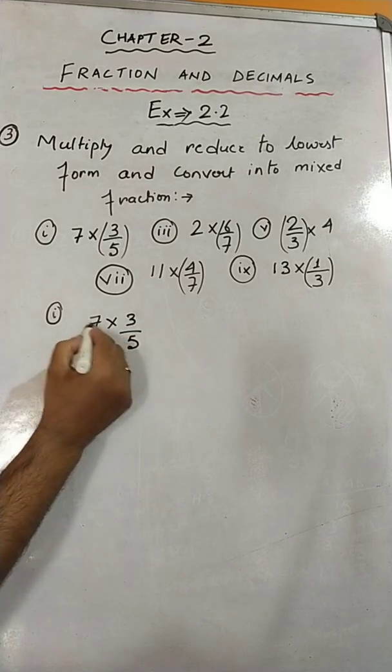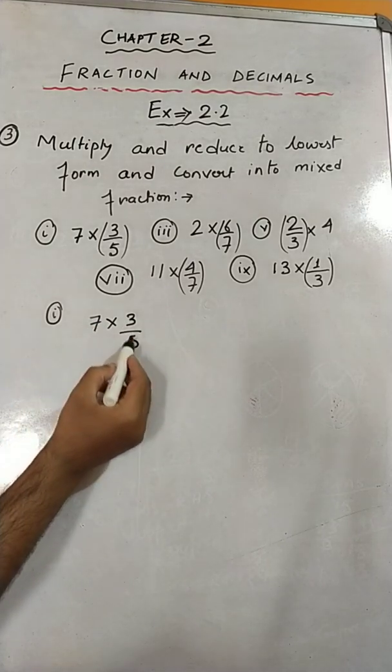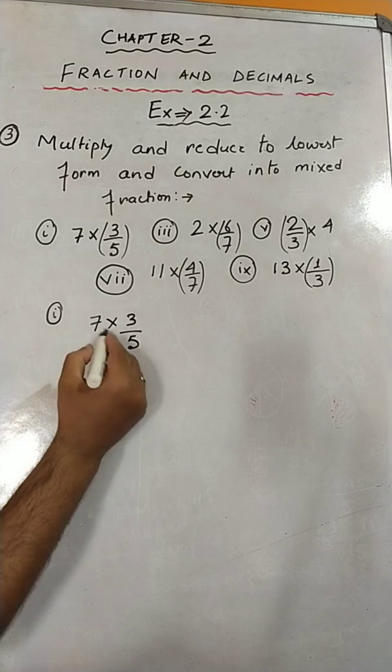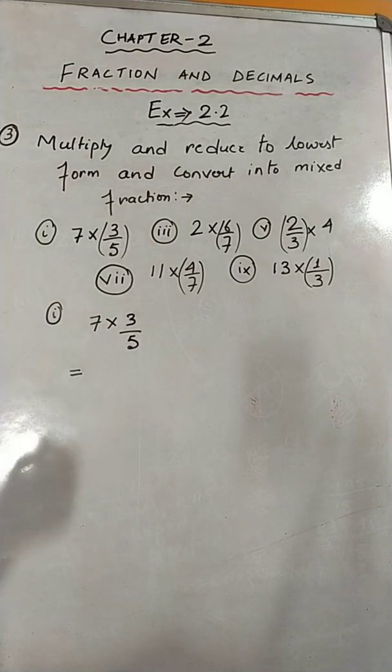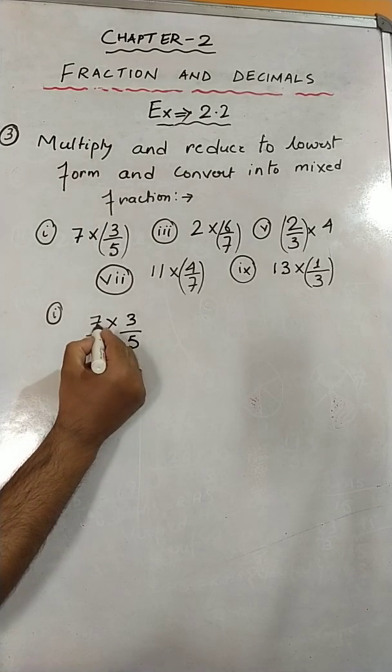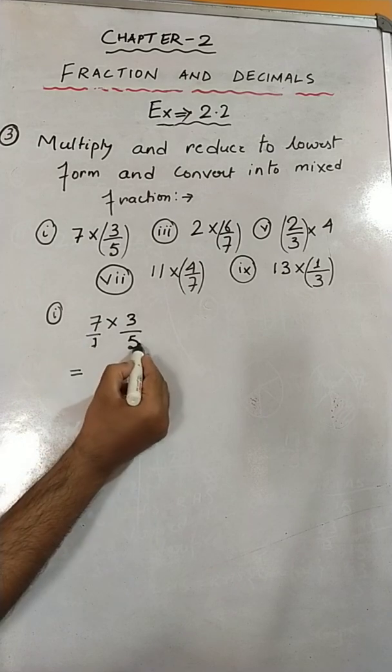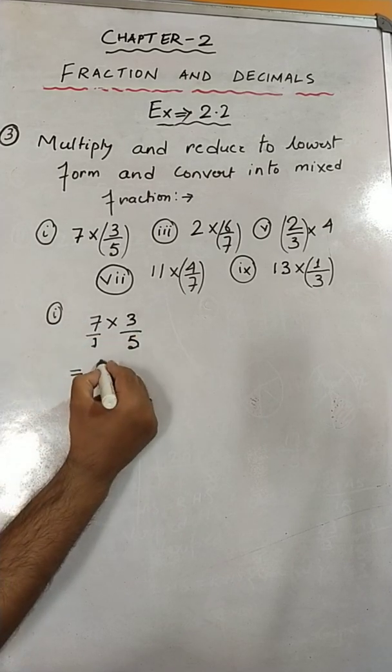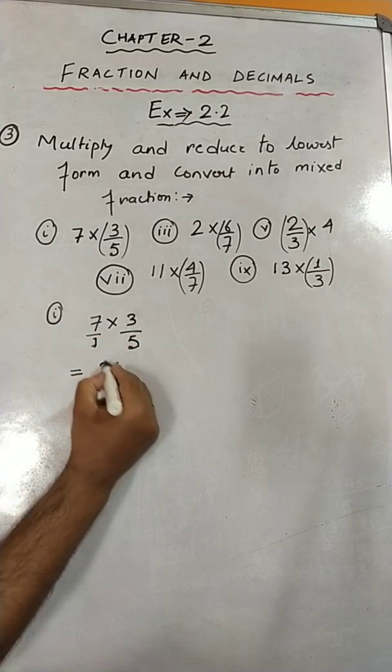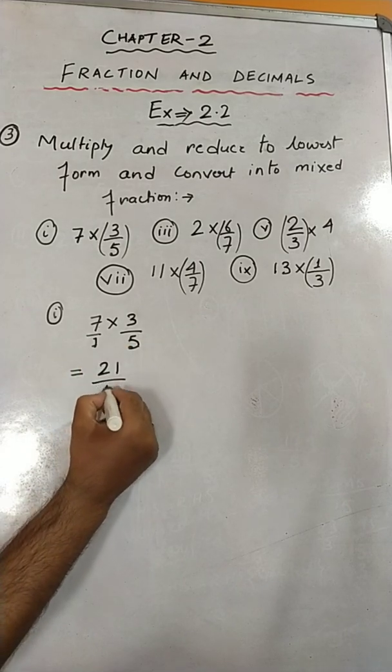So there is nothing that we can reduce, isn't it? Because these are all the prime numbers. So 7 into 3 by 5. We'll multiply numerator with numerator and denominator with denominator. So 7 3s are 21, 1 into 5 is 5.